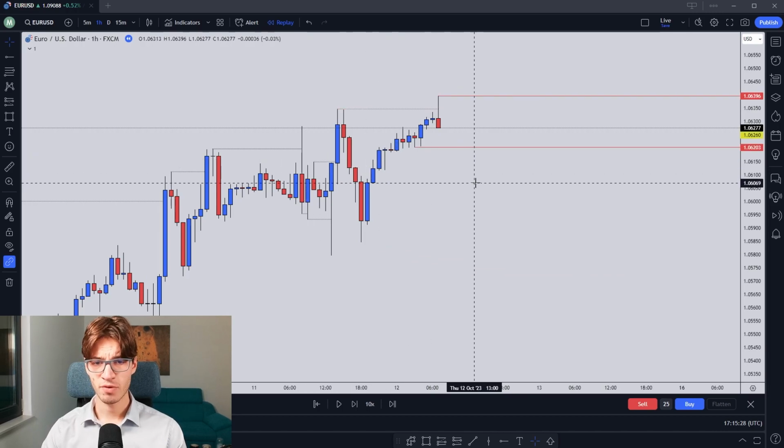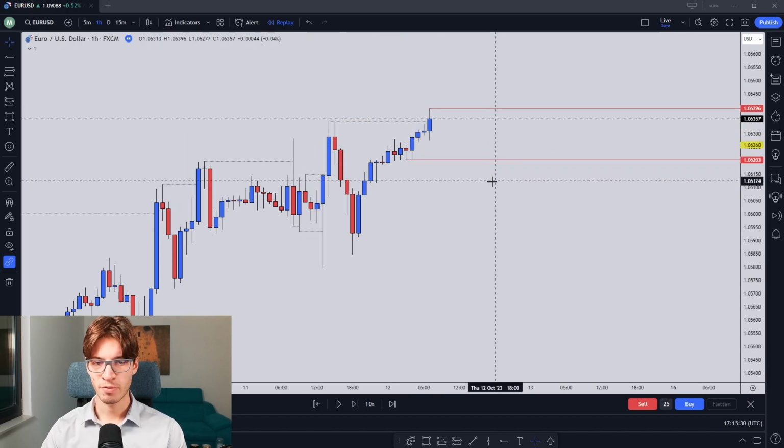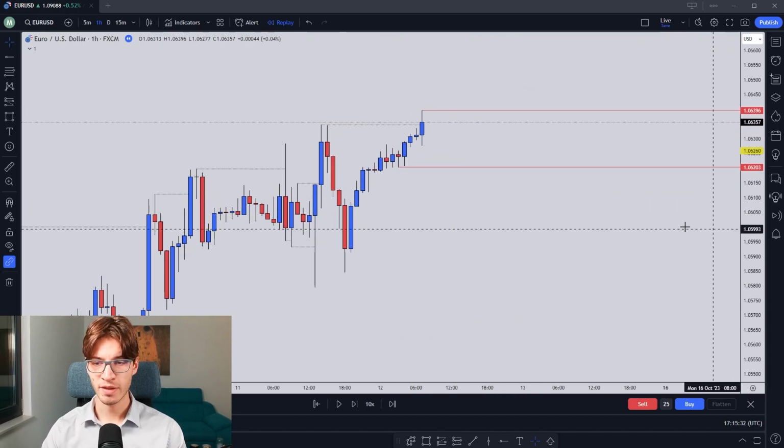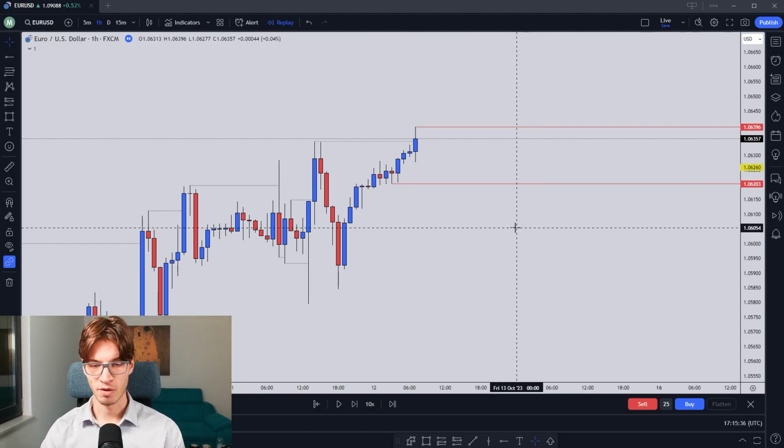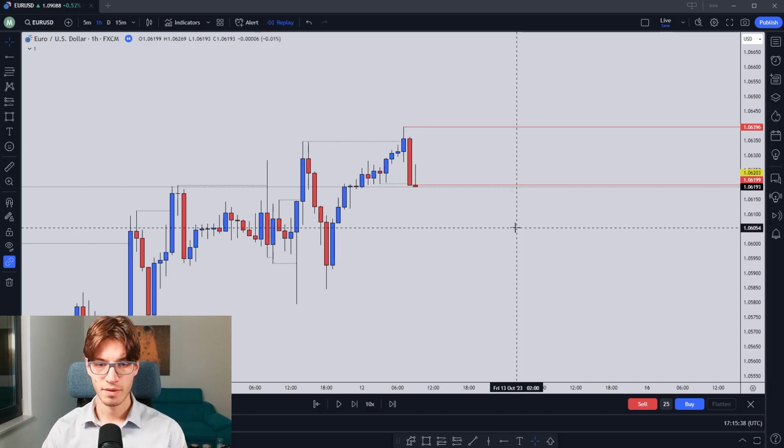You can see when the price is ranging around, I do it fairly quickly. But when the price is showing me momentum, when it's showing a high probability pattern, I take it very, very slowly. Okay.